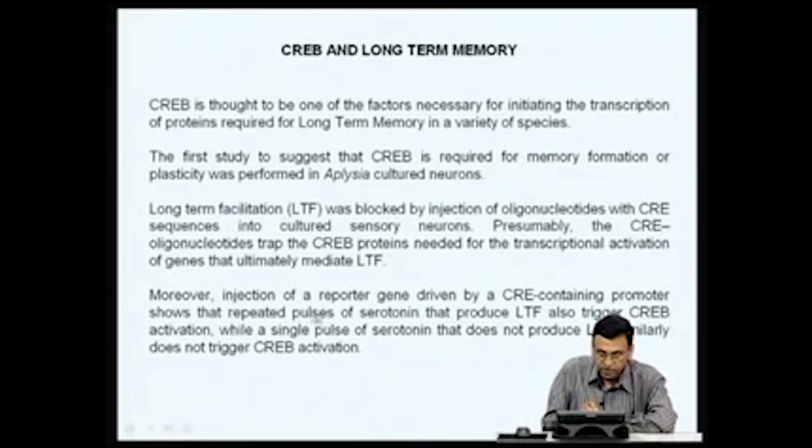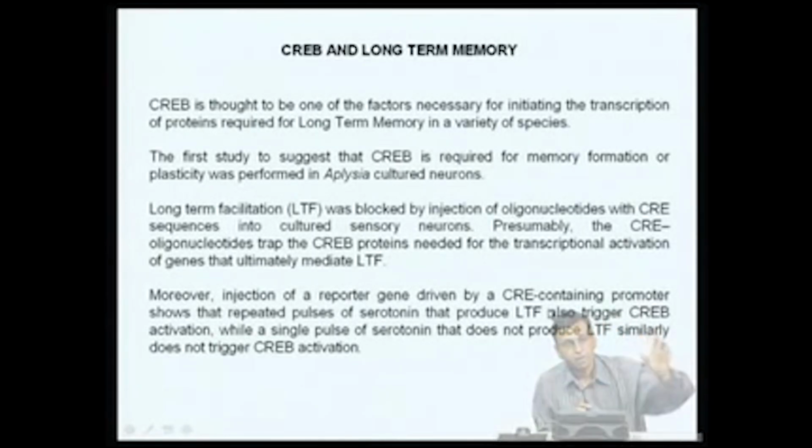Similarly, you can inject a reporter gene driven by a cyclic AMP response element. For example, you take a promoter containing the cyclic AMP response element and hook it onto luciferase or GFP and so forth, and inject this cyclic AMP driven reporter gene into cultured neurons. Now, if you treat these neurons with pulses of serotonin, serotonin produces long term facilitation, and it also triggers CREB activation.